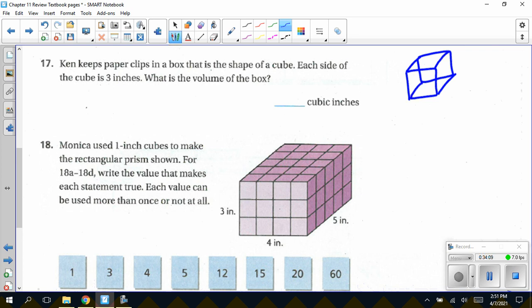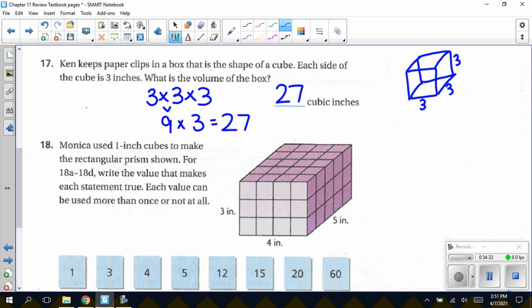Now it says that each side is 3 inches, so I know that my length would be 3, my width would be 3, and my height would be 3. So to find my volume, I'm going to take 3 times 3 times 3. Well, 3 times 3 is 9, and then 9 times 3 is 27. So my final volume would be 27 cubic inches.